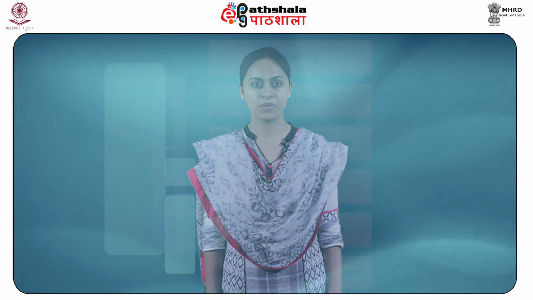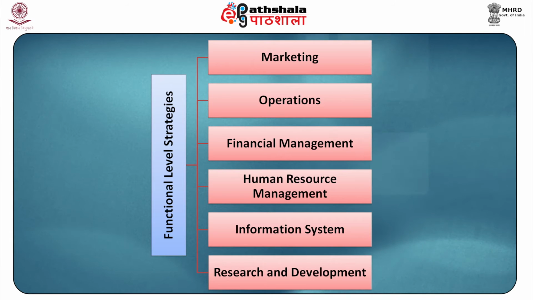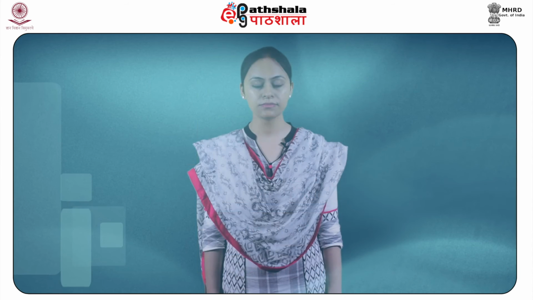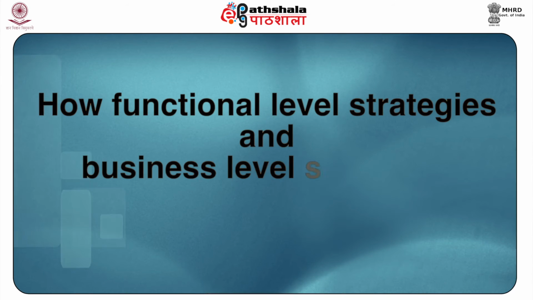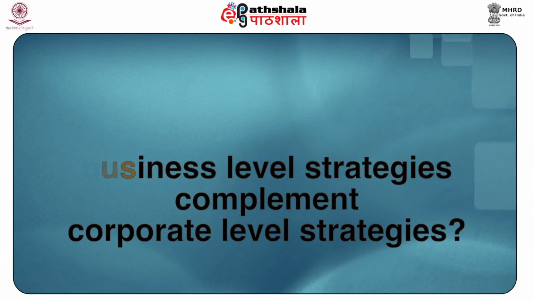The functional strategies are given in the diagram and divided into subparts. The subparts are marketing, operations, financial management, human resource management, information system, and research and development. These strategies are aimed at providing the functional operations. Although each strategy is generally focused on a specific functional area, these generally cater to two or more functions and involve cross-functional issues. How functional level strategies and business level strategies complement corporate level strategies.